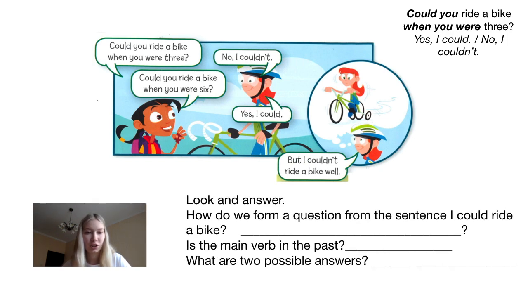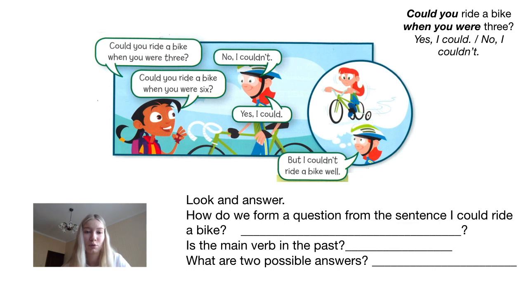So the first question is, how do we form a question from the sentence I could ride a bike? Первый вопрос для вас. Как нам с вами составить вопросительное предложение из утвердительного I could ride a bike? Next question. Is the main verb in the past? Как смысловой глагол у нас с вами в прошедшей форме стоит или нет? And the next question is, what are two possible answers? И какие у нас два возможных ответа на вопросы типа could you?